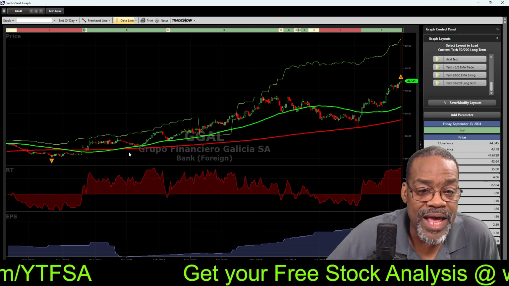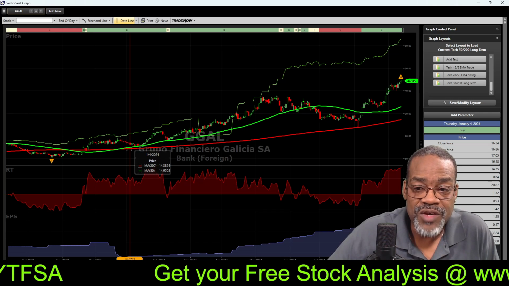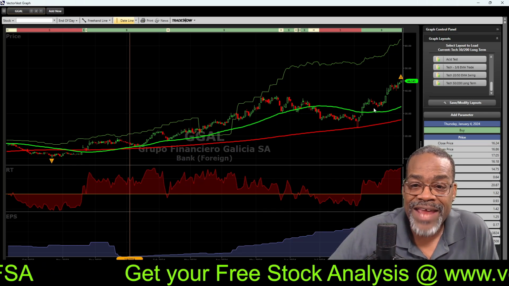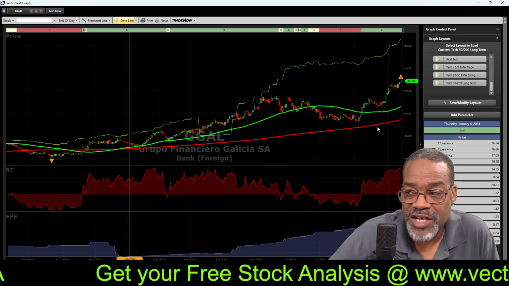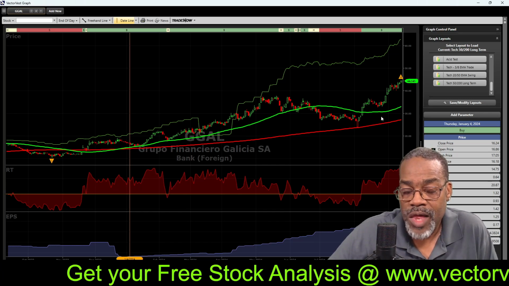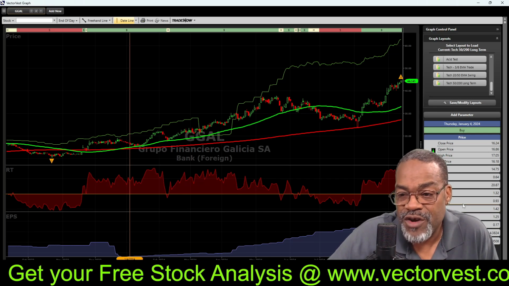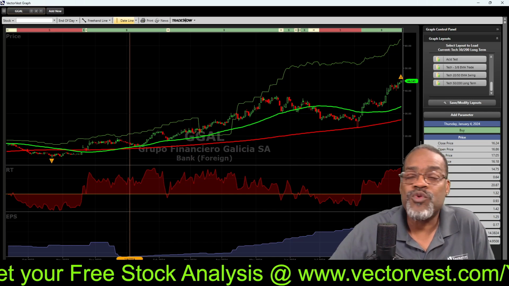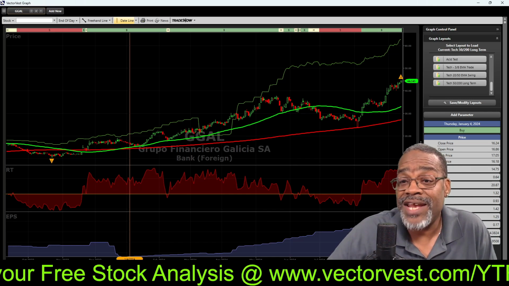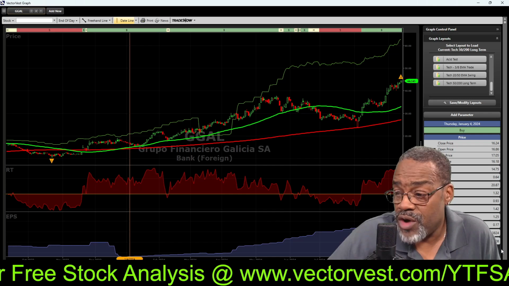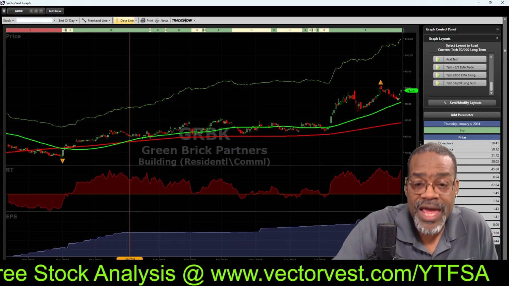How about GGAL? Back here, the 50 crossed above the 200, and you know something? They never crossed to the downside, which would be the death cross, keeping you in the stock long term. And look at the earnings per share. For those people who want to buy it and set it and forget it, the 50 and the 200 is a good way to get in and stay in.